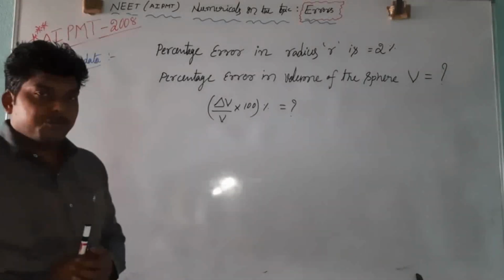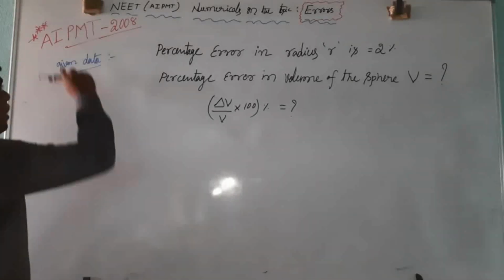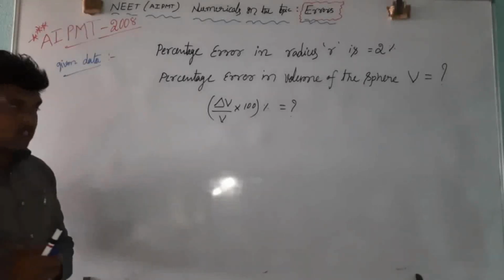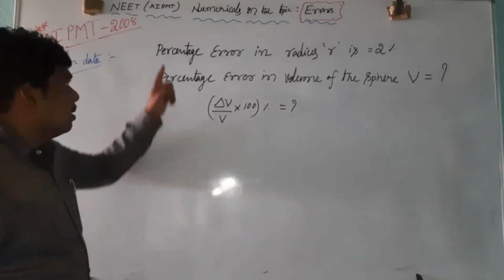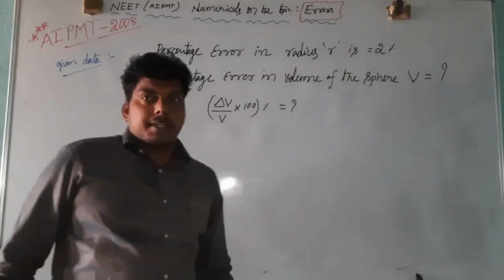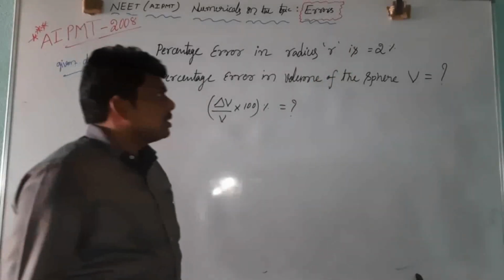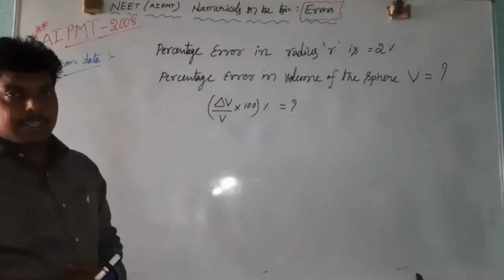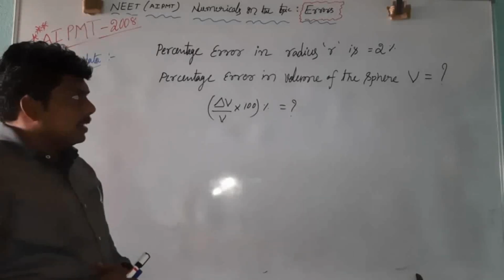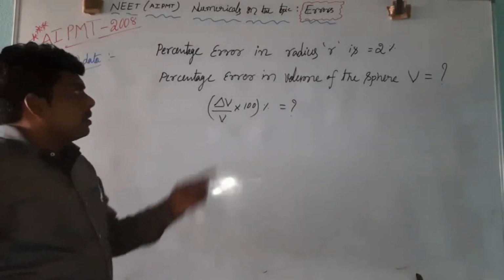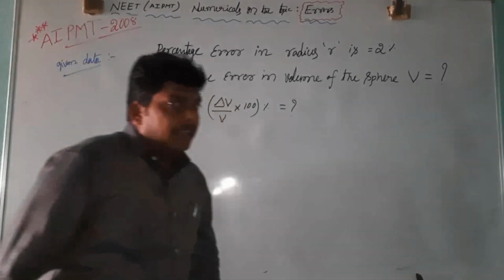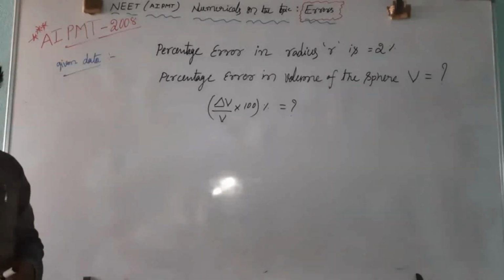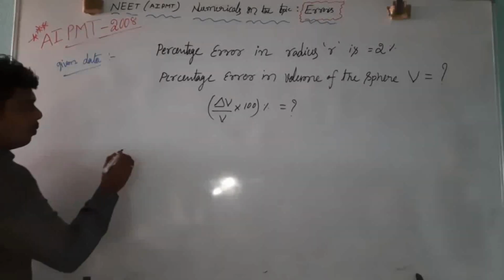Now, the question number 4. The question is from the year AIPMT 2008. From the given question, you can take the data, that is percentage error in radius R is 2%. Percentage error in volume of the sphere we have to calculate. They have given the percentage error in radius, that is nothing but R. The value of that one is nearly 2%. What you have to calculate? Percentage error in the volume of the sphere. Is there any formula which relates the volume with the radius R? It is the volume of the sphere.